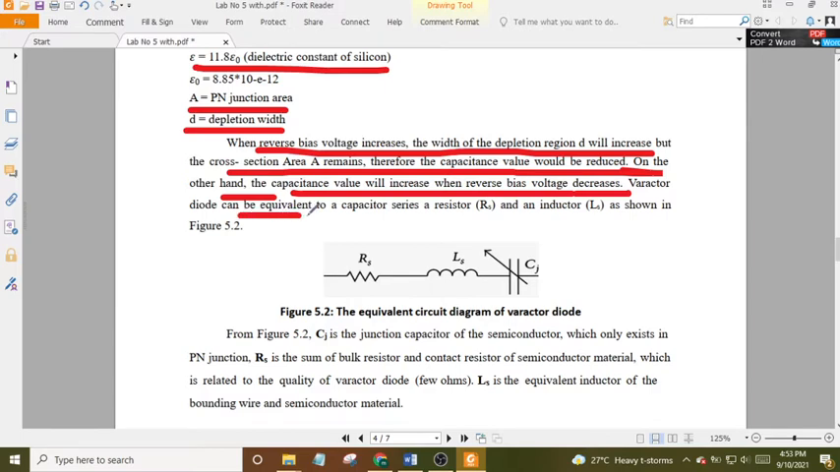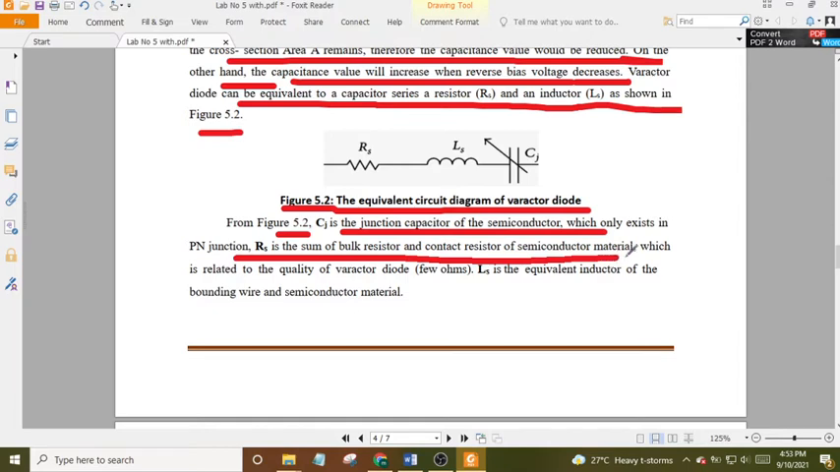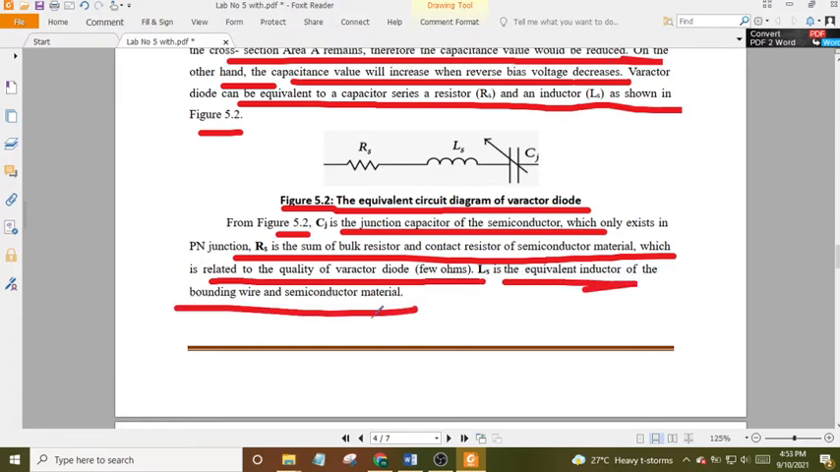A varactor diode can be equivalent to a capacitor Cj, a resistor Rs, and an inductor Ls, as in figure 5.2. Figure 5.2, the equivalent circuit diagram of the varactor diode. From figure 5.2, Cj is the junction capacitor of the semiconductor, which only exists in a PN junction. Rs is the sum of the bulk resistor and contact resistor of the semiconductor material, which is related to the quality of the varactor diode, a few ohms. Ls is the equivalent inductor of the bonding wire and semiconductor material.